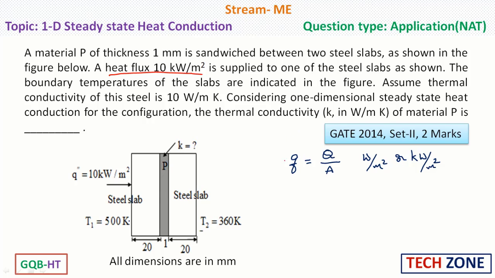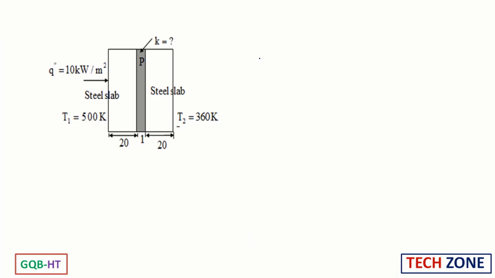Then the temperatures of the slabs are indicated in the figure. T1 is given as 500 Kelvin and T2 is 360 Kelvin. All the dimensions that are given are in mm here. Now, let us solve this problem, and this problem is related to composite slabs.